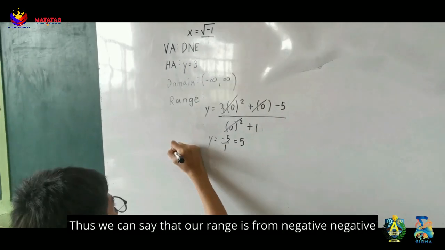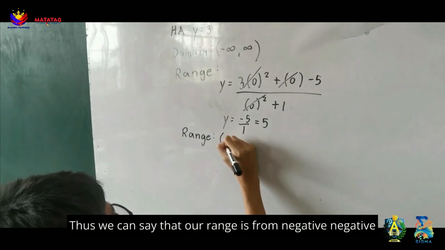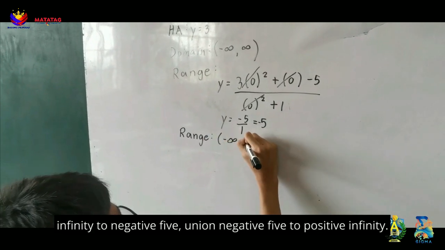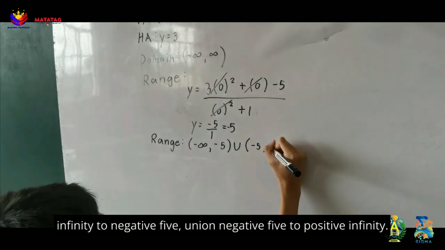Thus, we can say that our range is from negative infinity to -5, union, -5 to positive infinity.